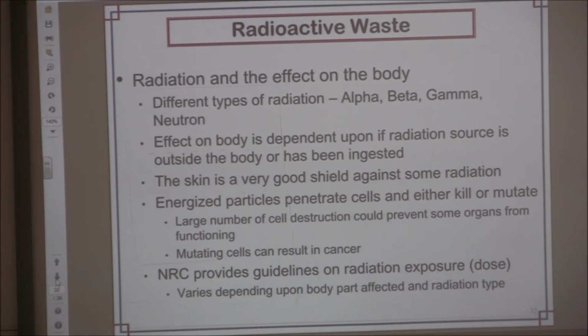to radioactive. If you work at a nuclear power plant, you work on the non-radioactive side.